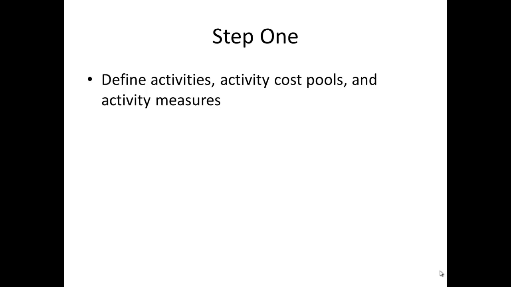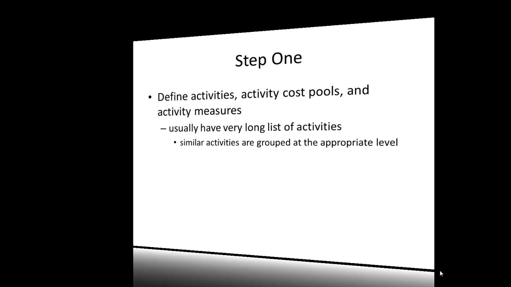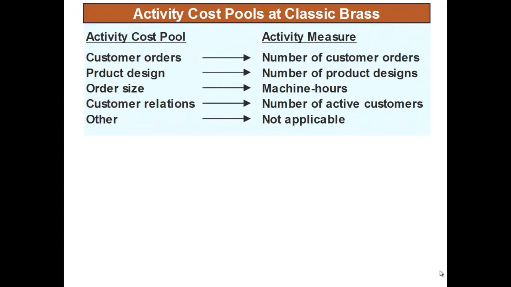In step one, defining the activities, the cost pools, and the activity measures, it could be a very time-consuming activity. We're usually going to have a very long list of activities that's going to need to be pared down. We're going to have to group like activities at the appropriate level. This is very time-consuming, could be very difficult to do. It's going to take a commitment from everyone across the company who's involved in the decision-making. It's very important to have all of the stakeholders at the table and to take the time to do it right the first time.